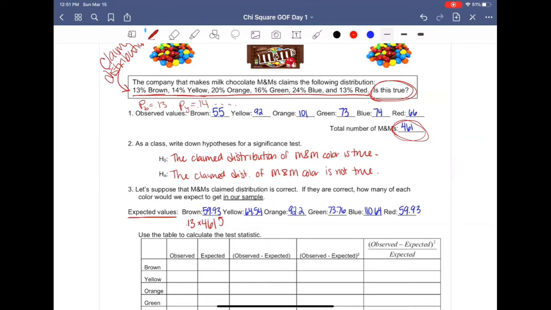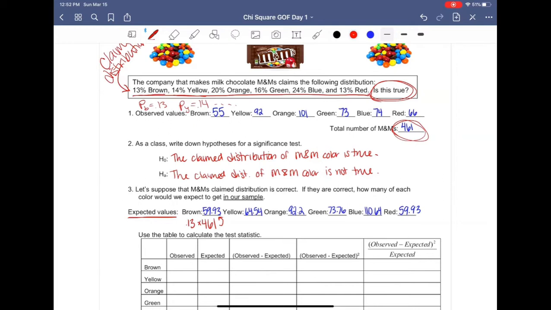A couple of things here. First of all, when you are finding your expected values, make sure you leave the decimals on. You don't want to round to whole numbers, even though we think of M&Ms as discrete variables, or you're wanting a whole number. With this, an expected value is really like finding a mean. We call means expected values a lot. So this is saying how many browns did we expect to get.